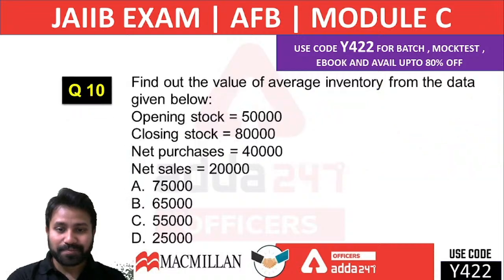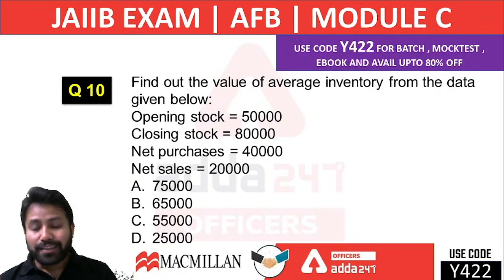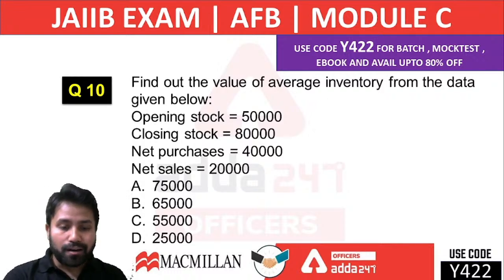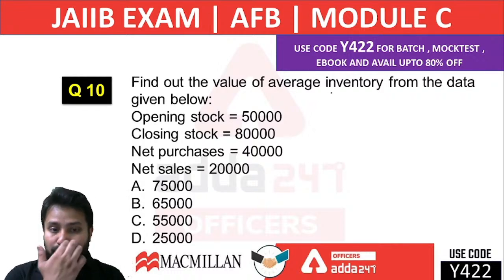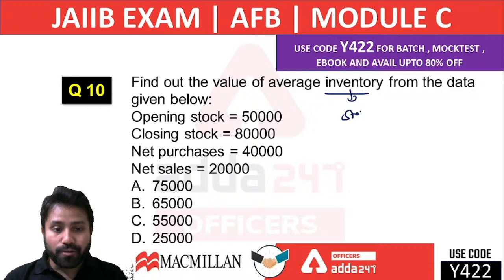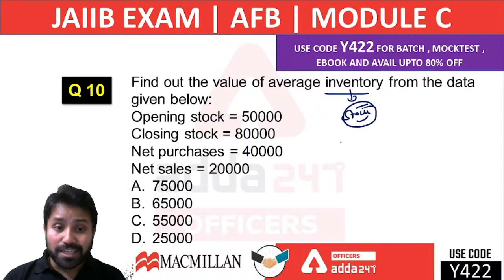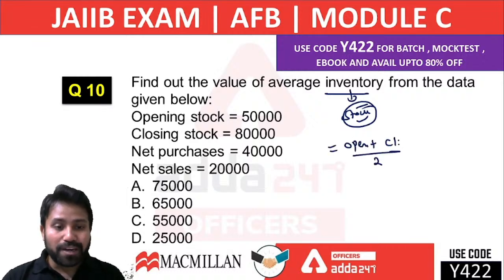All right, now let's solve another question: find out the value of the average inventory from the data given below. Like in the previous question, I already explained that whenever you see the term inventory, the stock is given. So you have to understand, inventory is nothing but stock. You never have to be confused, thinking about another formula that you have to memorize for this kind of question. If you have to calculate the average inventory, it is equal to opening stock plus closing stock, divided by 2.